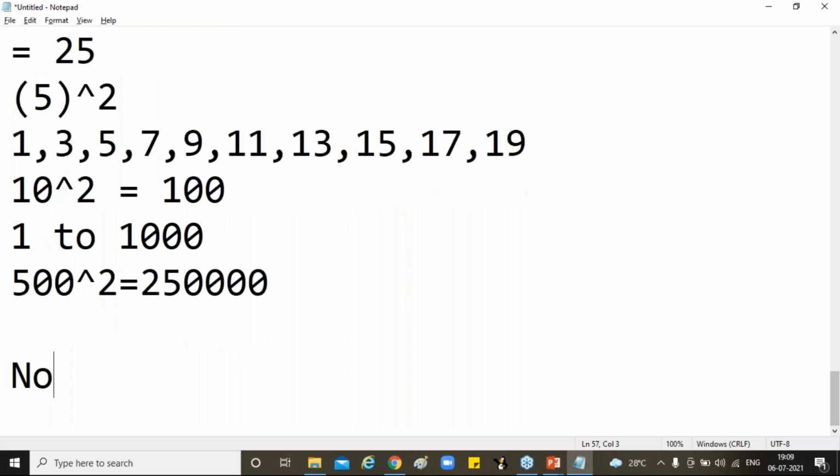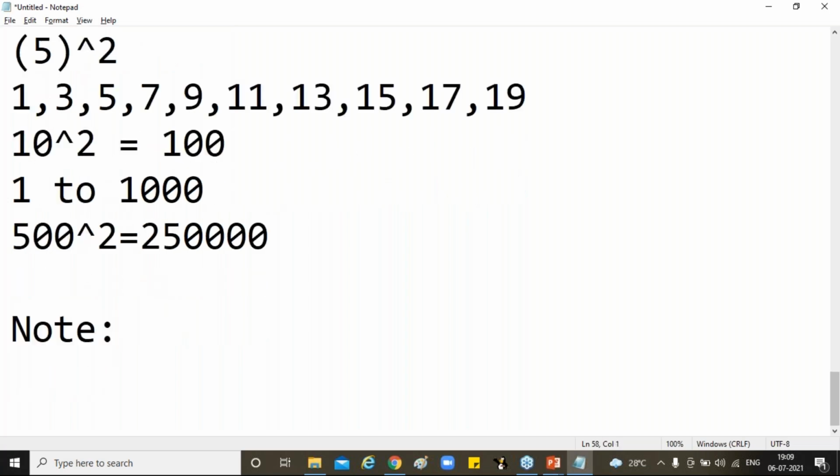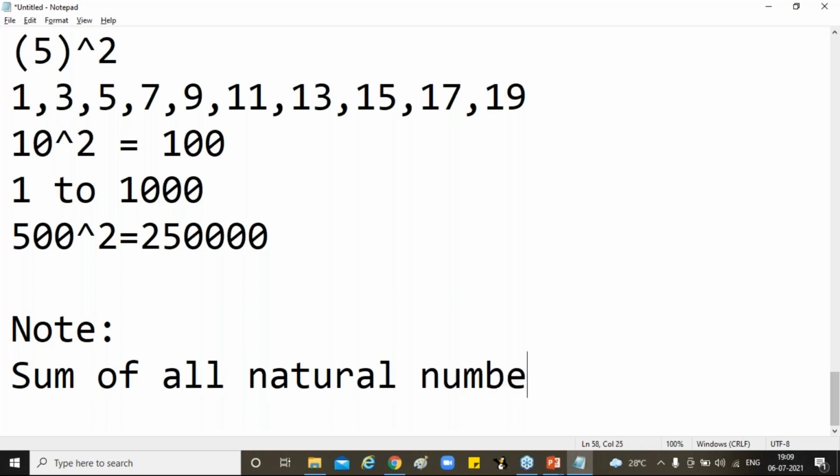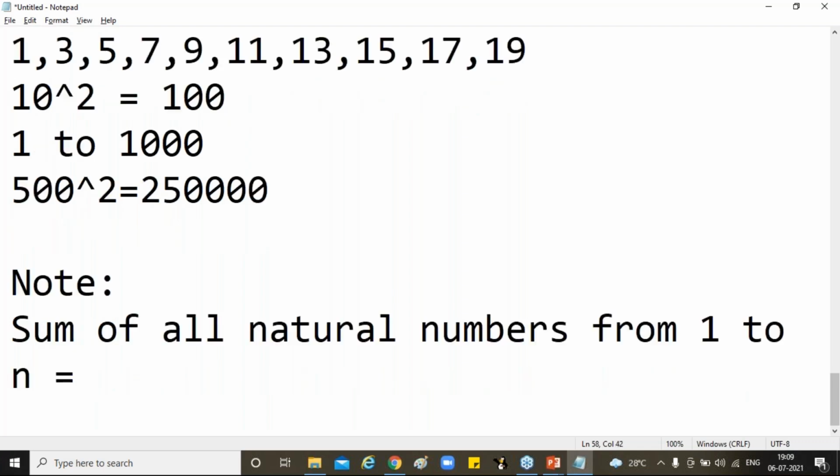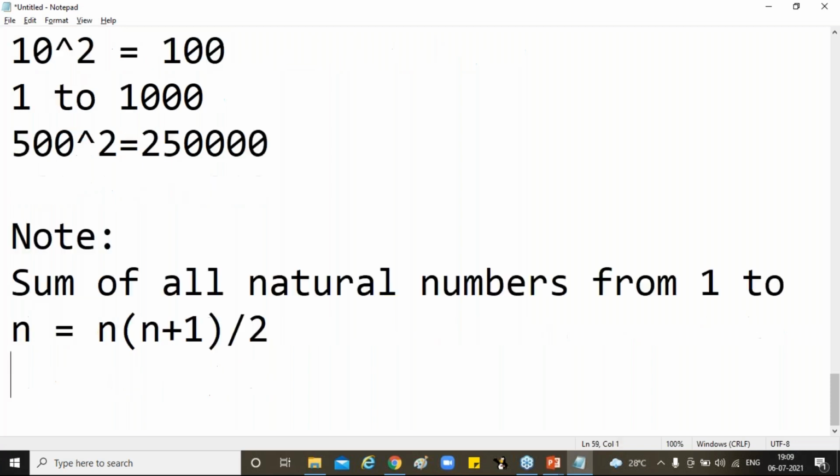Write down a note. Sum of all natural numbers. Everyone knows this formula. 5 minutes, then I will wind up the class. Sum of all natural numbers from 1 to n is equal to n into n plus 1 by 2. From our childhood onwards, we use this formula many times.